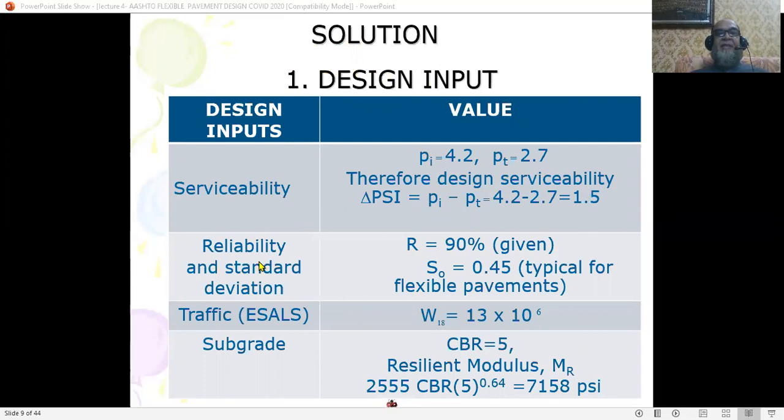Then reliability and standard deviation. Reliability is 90% as stated in the problem, and while discussing the AASHTO method of pavement design, we know that the standard deviation value is typically taken as 0.45 for flexible pavement. The third parameter is traffic in terms of ESAL, and that is also known to us, 13 million. Now, for the subgrade, we have been given CBR 5, and then we can convert it into resilient modulus by using this relation, MR equal to 2,555 times CBR to the power 0.64. So that comes out to be 7158 psi.